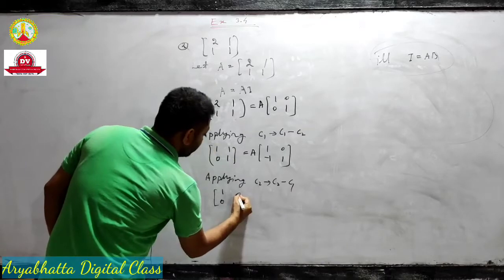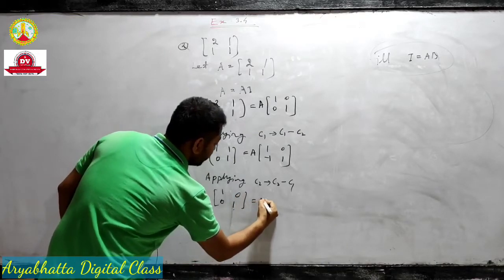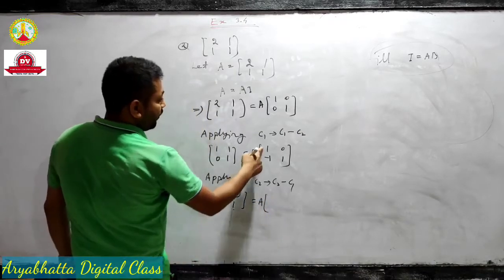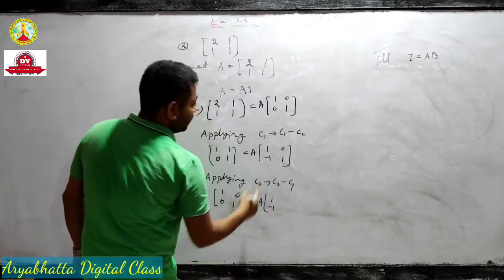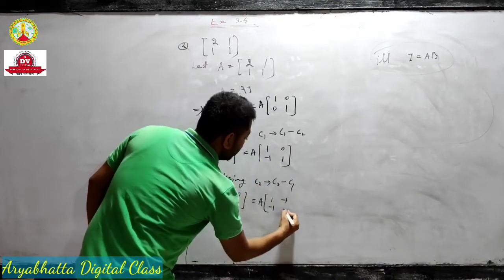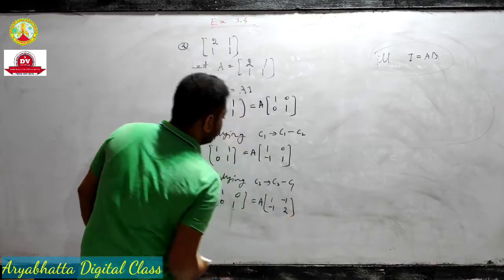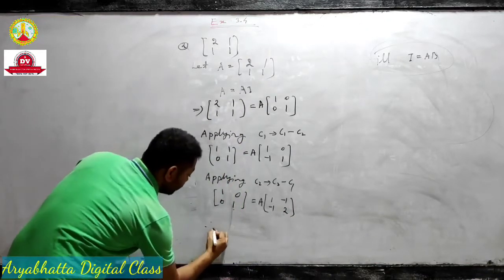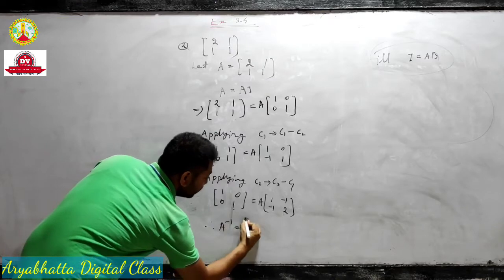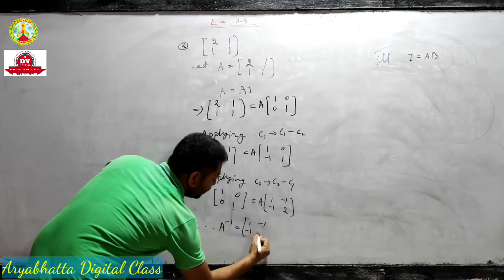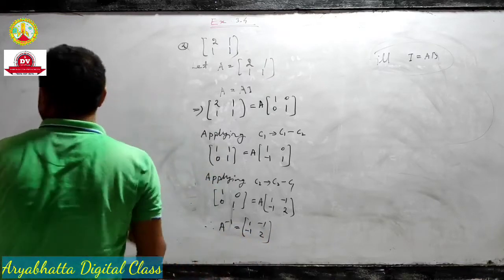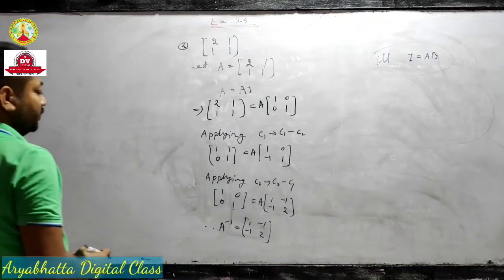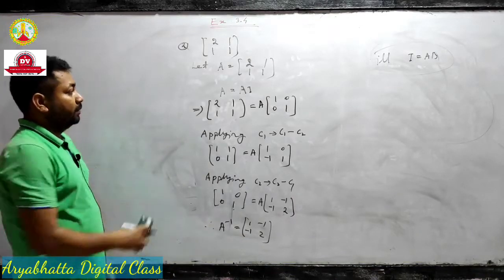1 minus 1, 0 is equal to 1 minus 1, 0 minus minus 1, minus 1. This is equal to 2. Therefore, the inverse of A equal to 1 minus 1 minus 1 2. The answer is the same.